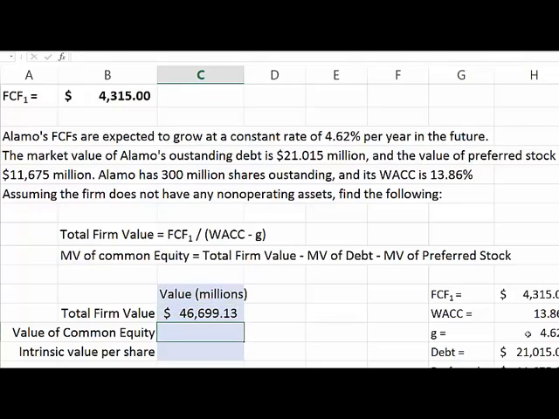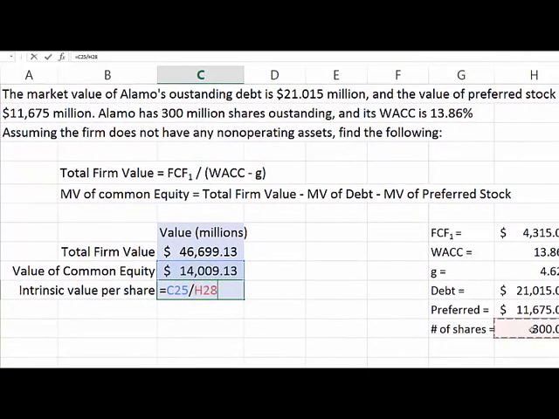However, we are interested in finding the value of equity, because this is the total value of the company, but there are creditors who have a claim against the company and also some debt. Therefore, we need to subtract from the value of the firm the value of debt and the value of preferred to find the value of common equity. Finally, from the value of common equity, we are interested in the value per share. Therefore, we divide this by the number of shares outstanding to get the intrinsic value per share of $46.70.